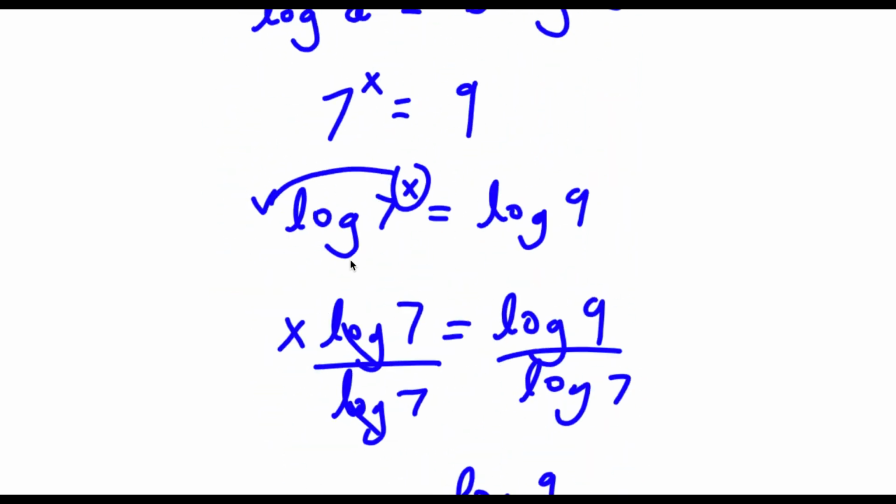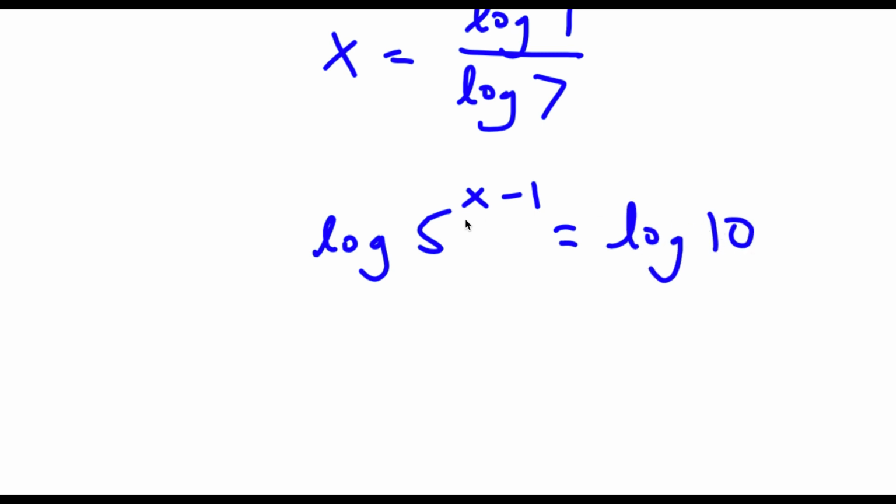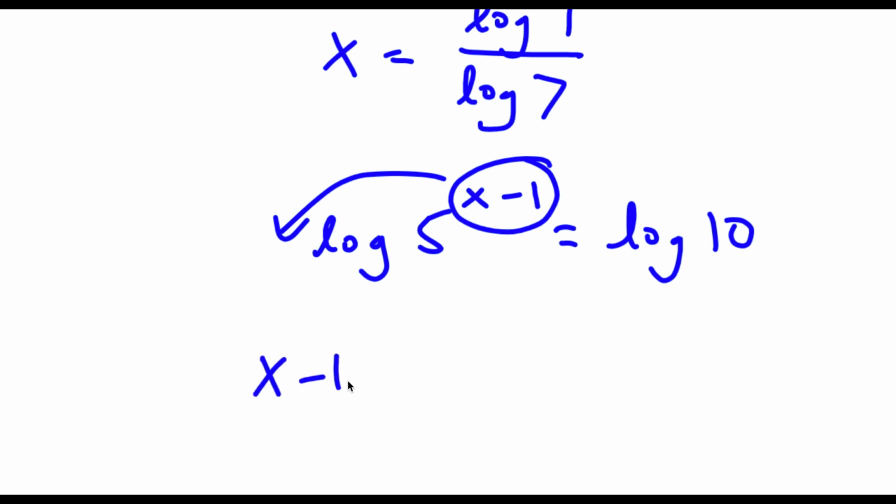So now going back to our original problem, we had log 5 to the power of x minus 1 is equal to log 10. So now I can go ahead and move this exponent x minus 1 to the front. So now I have x minus 1 times log 5 is equal to log 10.